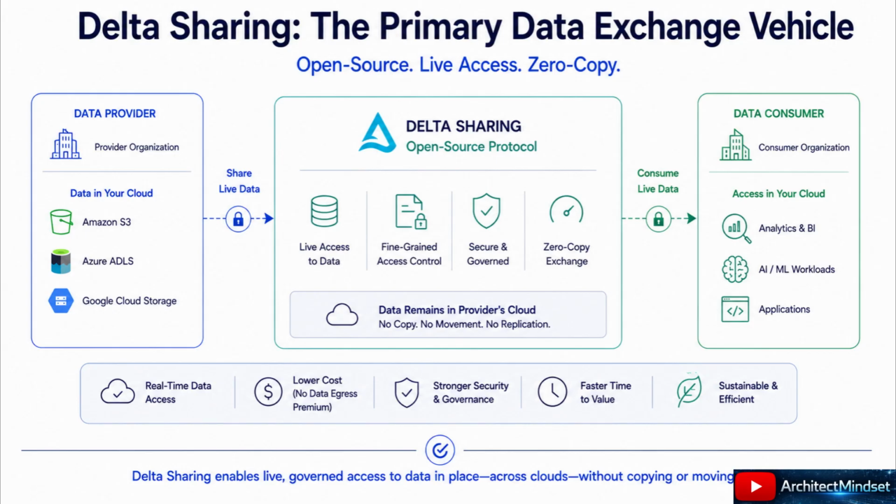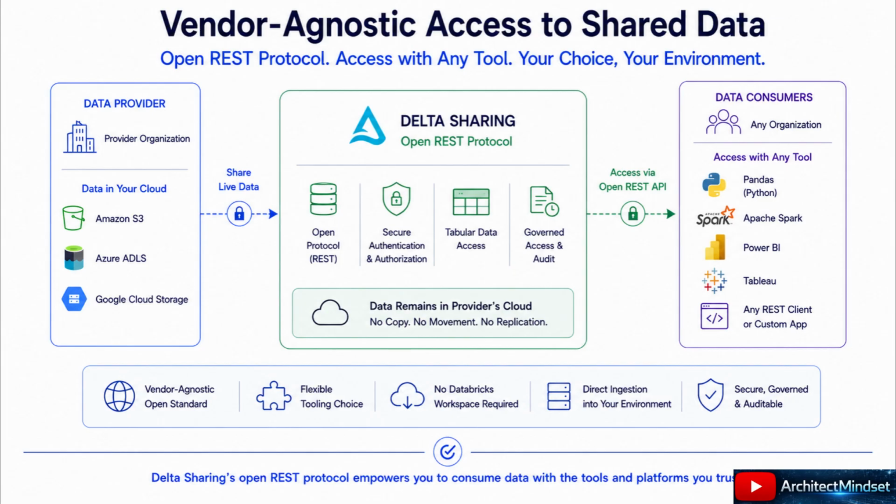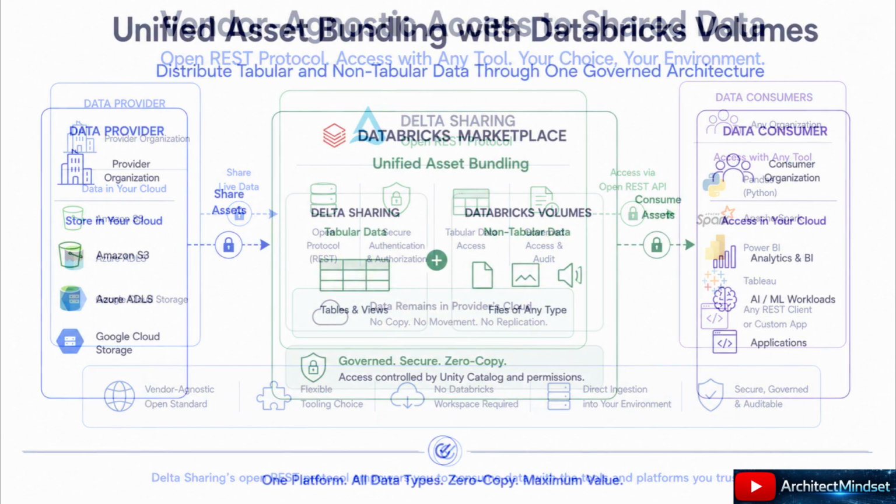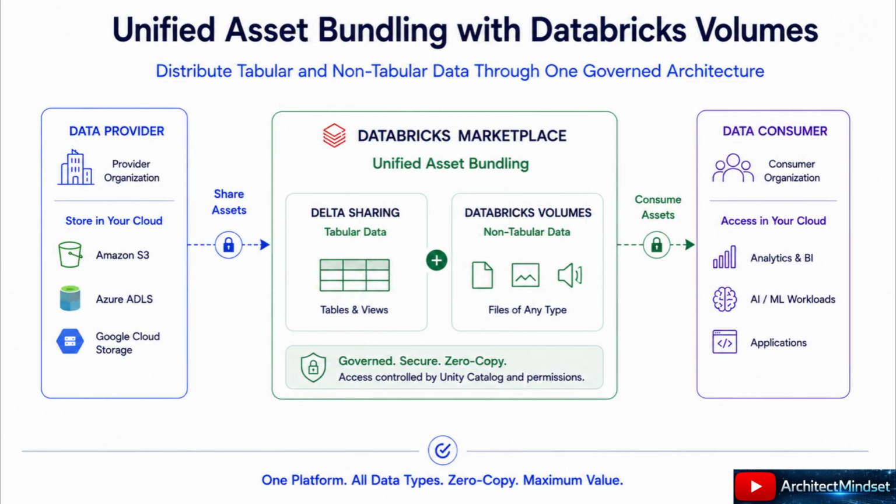The primary data exchange vehicle for the marketplace is the open source Delta Sharing protocol. Data assets are shared live directly from the cloud storage, like Amazon S3, Azure ADLS, or Google Cloud Storage, without copying or moving the physical data. Data consumers do not strictly require a Databricks workspace to read the data assets. Because Delta Sharing uses an open REST protocol, consumers can ingest tabular datasets directly into external clients like Pandas, Apache Spark, Power BI, or Tableau. Beyond standard tabular catalogs, the architecture leverages Databricks volumes to distribute non-tabular structures, including unstructured text, images, and audio files.